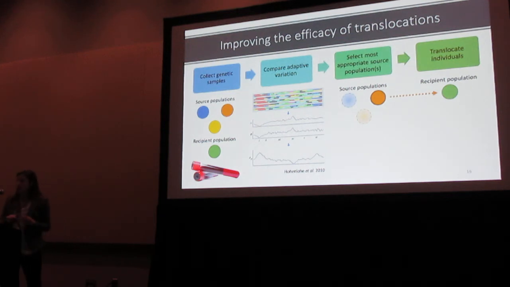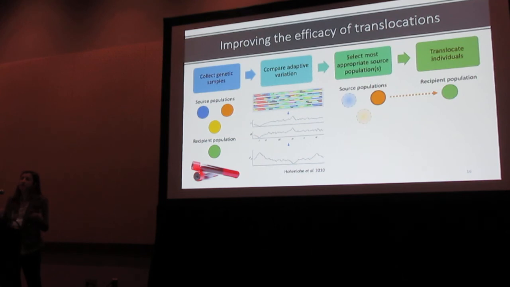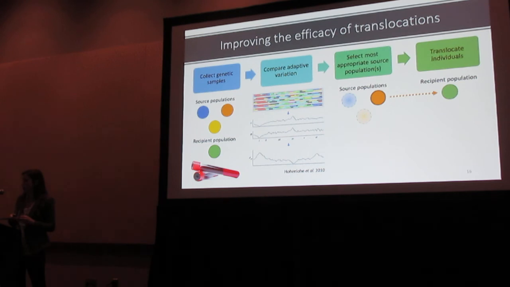This would simply mean that we would go to potential source populations and our recipient population and collect genetic samples. We would analyze these samples and look for significant evidence of adaptive variation between the recipient population and any of these source populations. This might allow us to choose our most appropriate source population, effectively trying to balance the goal of increasing our overall genetic diversity while not mixing populations that show significant evidence of adaptive variation and potentially causing maladaptive consequences in our admixed population.